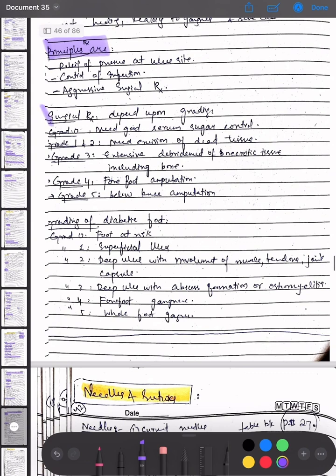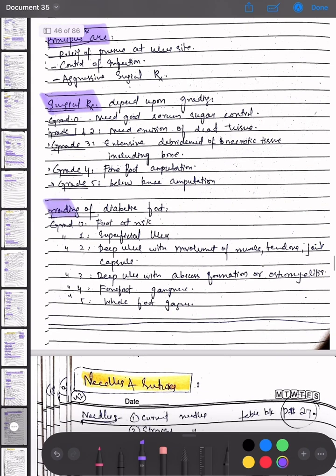What is the surgical treatment for diabetic foot? It depends on the grading. This is the grading of diabetic foot. Grade 0 is foot at risk. Grade 1 is superficial ulcer. Grade 2 is deep ulcer with involvement of tendons, joint, and capsule. Grade 3 is deep ulcer with abscess formation or osteomyelitis. Grade 4 is forefoot gangrene and grade 5 is whole foot gangrene.